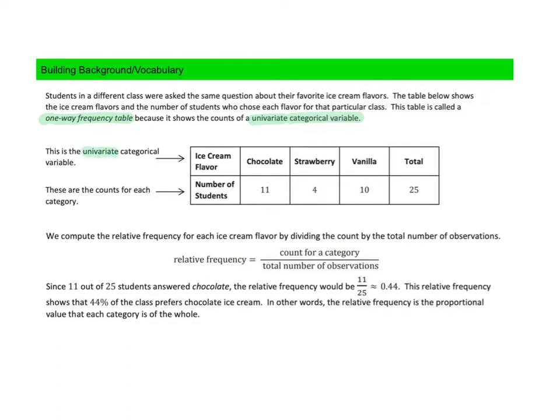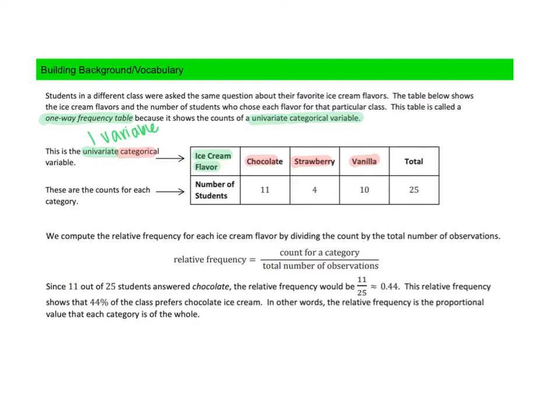Univariate basically means one variable. If you think of unicycle, one wheel, univariate, one variable. The only variable that's changing up here is the ice cream flavor. Okay? And our information was categorical because these were categories. It wasn't asking like the age of students. That would be numerical because it's asking about a number. This is asking about a flavor. So those are the different categories there, okay?